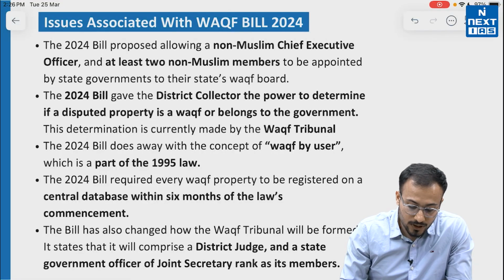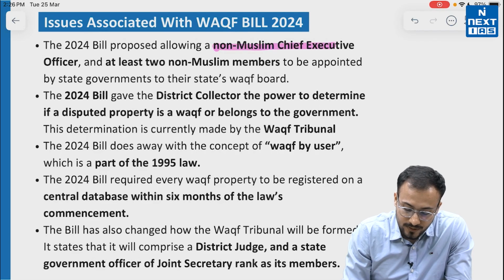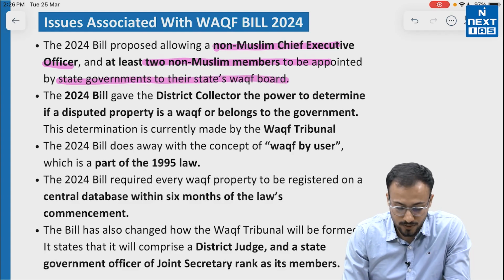So what are the issues associated with this Waqf bill? The 2024 bill proposed allowing a non-Muslim chief executive officer and at least 2 non-Muslim members to be appointed by the state governments to their state's Waqf board. So this is one contentious issue.